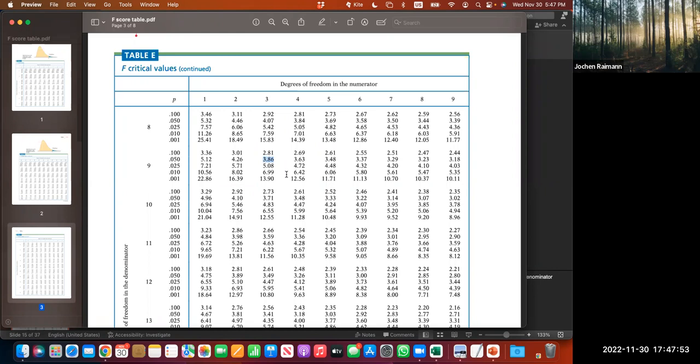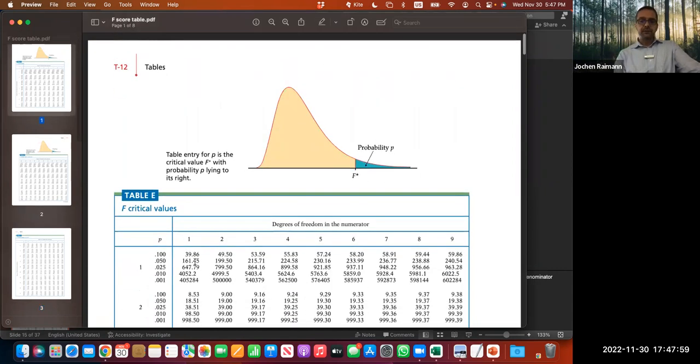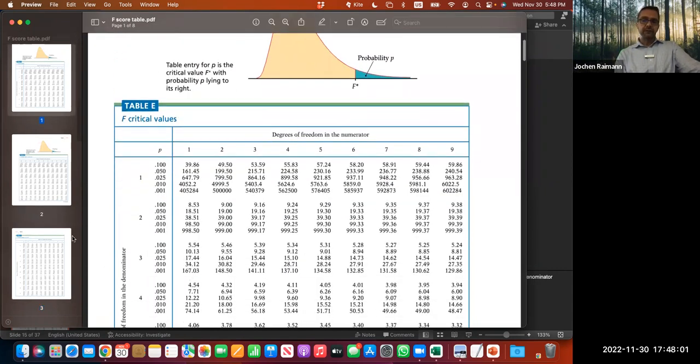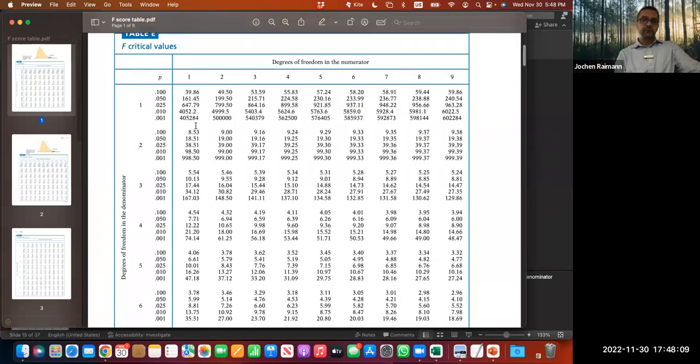Let's start from scratch. We have here blocks of degrees of freedom in the numerator. That's the between groups degrees of freedom. And then we have blocks of degrees of freedom in the denominator, which is here 1, 2, 3, 4, 5.